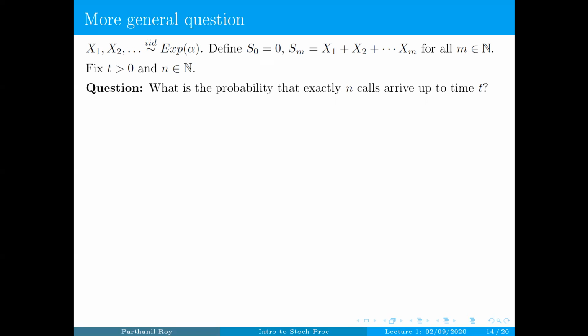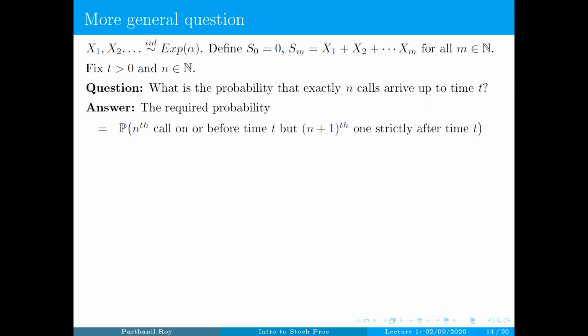Earlier we answered the question when n was equal to 0. What is the probability that no call arrives up to time t? And also, we answered the question for n equal to 1, namely, what is the chance that exactly 1 call arrives up to time t? Now I'm going to ask the general question. By fixing a positive integer n, what is the probability that exactly n calls arrive up to time t? Now this probability is essentially, by the previous calculation, it should be clear, that the nth phone call happens on or before time t, but the n plus 1 comes strictly after time t.